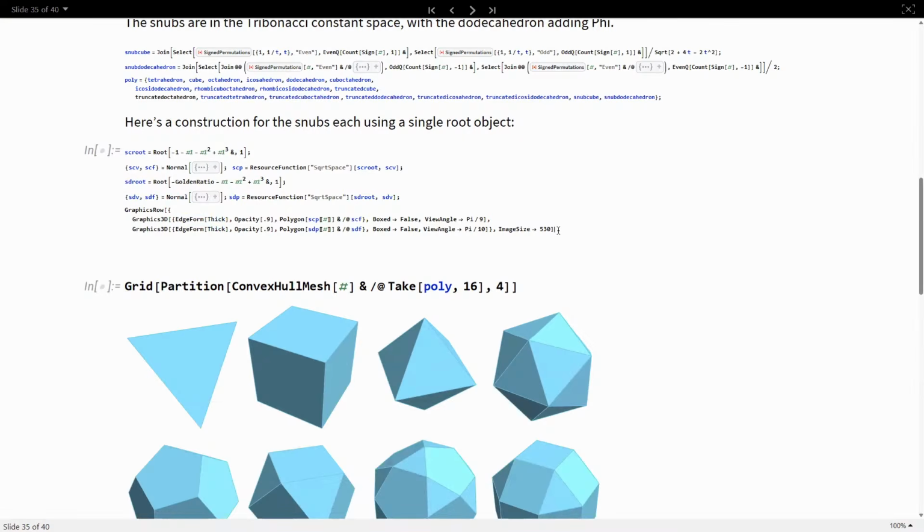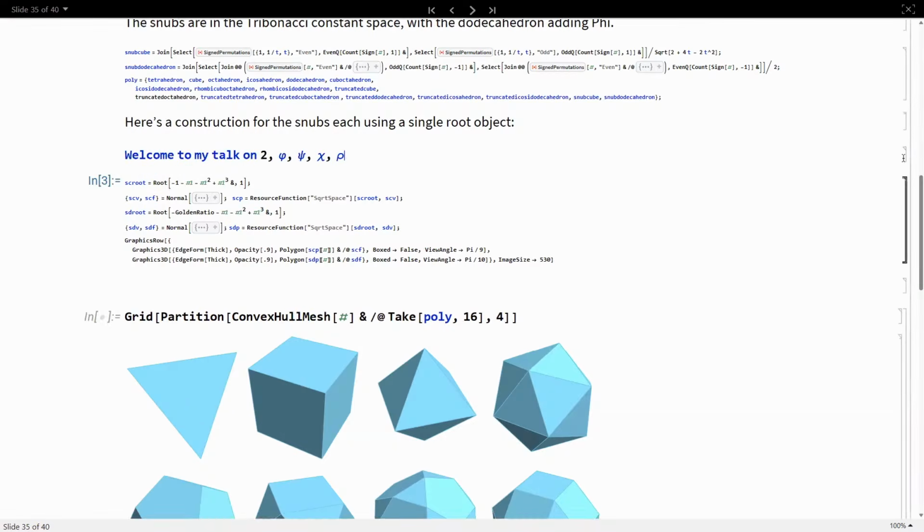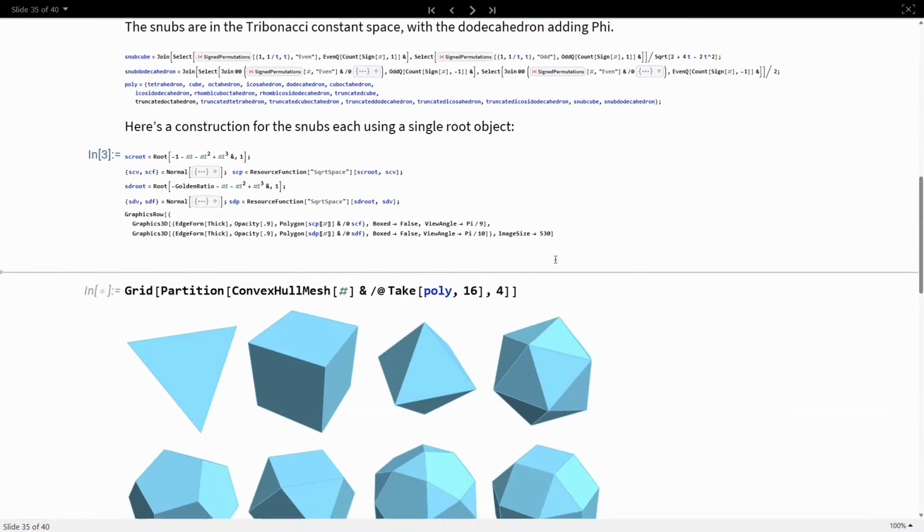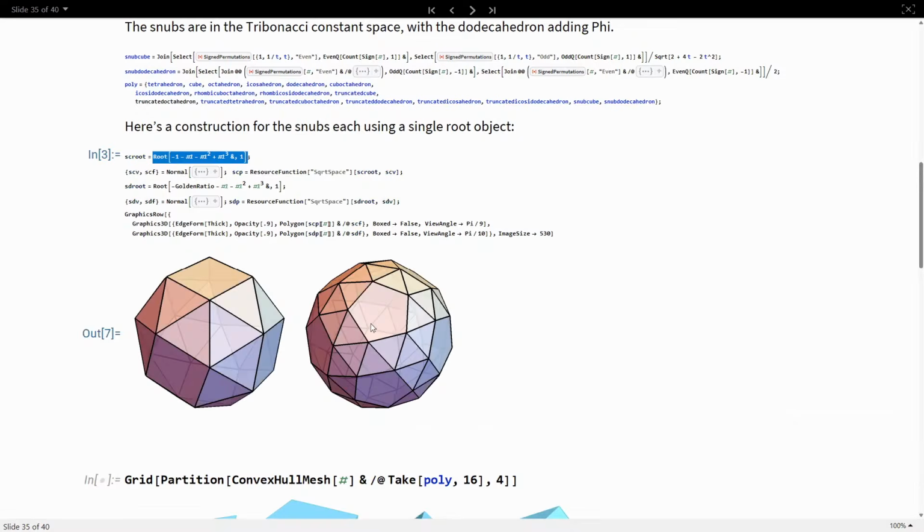Oops. Let me get that back if I can. Oh, it looks like it doesn't want to cooperate. For some reason, the code doesn't want to work now. But with just a single root, we can use the Fibonacci constant to make the snub cube. Oh, here it is. And by using the golden ratio instead of -1, we can construct the snub dodecahedron.